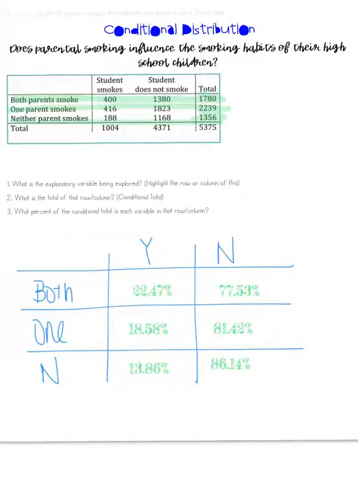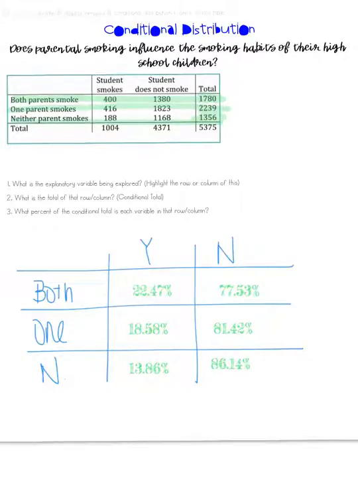All right, so hopefully you were able to get these values for the breakdown. I took 400 divided by 1,780, and that gave me 22.47%, and then 77.53% of students who had parents that both smoked did not smoke themselves. So go ahead and check your values, and if you didn't get those or you have any questions, make sure you write that down.